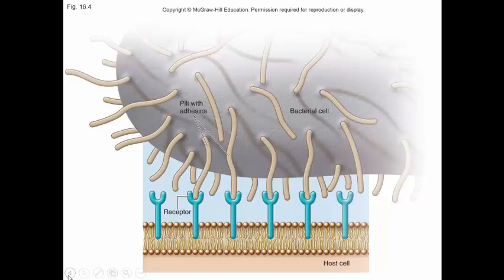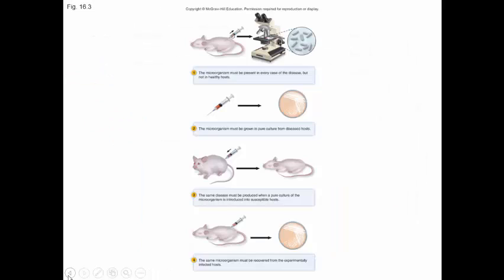To bind to the host cells, the bacteria will use these adhesins, which are proteins on the cell. They allow the bacteria to attach to the host cell, and these adhesins are located on the pili. So the pili are going to be used for attachment, and they're very often also called fimbriae. Some bacteria have special receptors that attach to specific cell receptors.